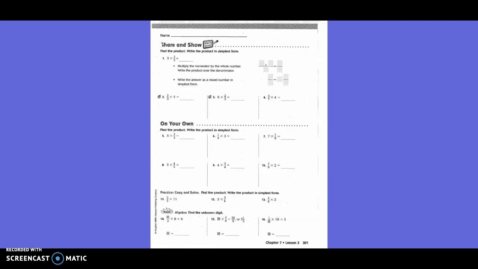Share and show. Find the product. Write the product in simplest form. So 3 over 1 times 2/5. So basically they said you would just write 3 times 2 over 5, right? 3 times 2 is 6 over 5. So 6/5 equals 1 and 1/5.